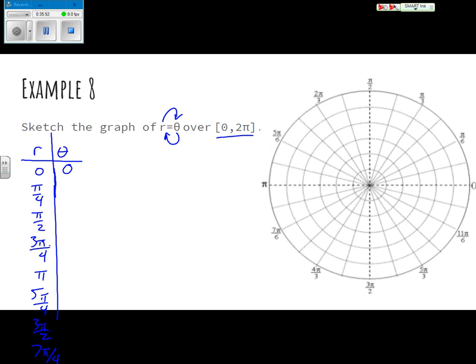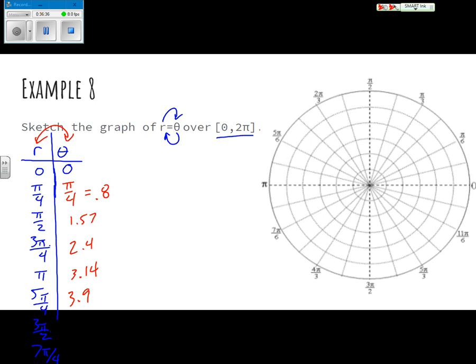And luckily for us, this time it doesn't matter. All my thetas are supposed to be over here on the right side under theta. But it doesn't matter this time because whatever r is, theta is going to be. All right? And so, pi over 4, that's like 0.8. And then pi over 2, well, I know that's like 1.57. 3 pi over 4, 2.4. Pi, 3.14. 5 pi over 4, that's 3.9.